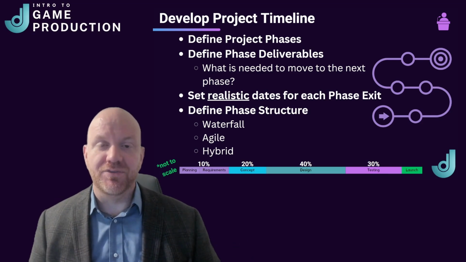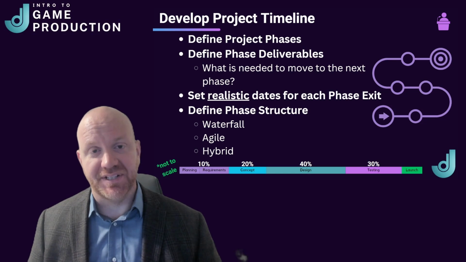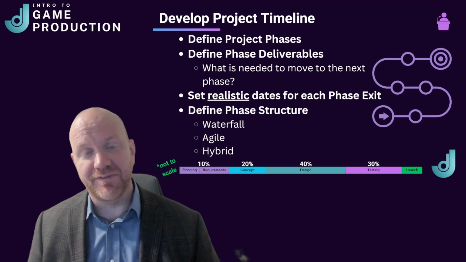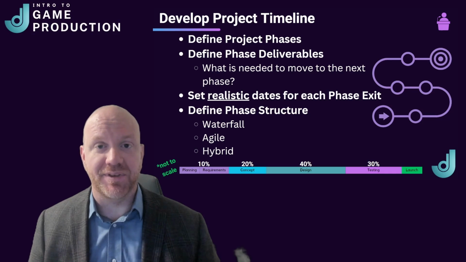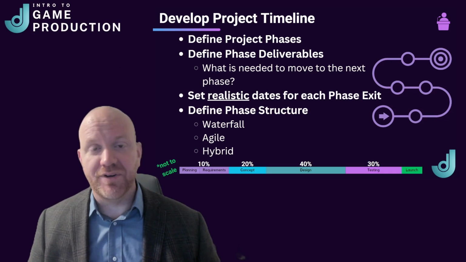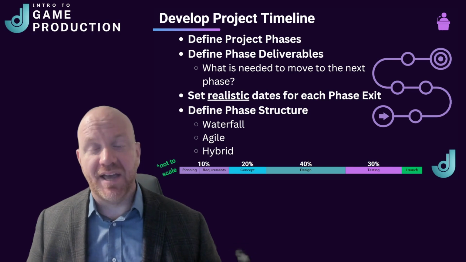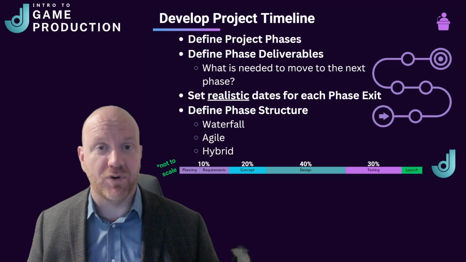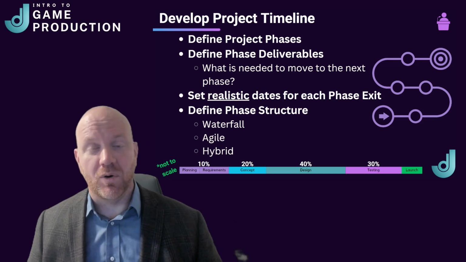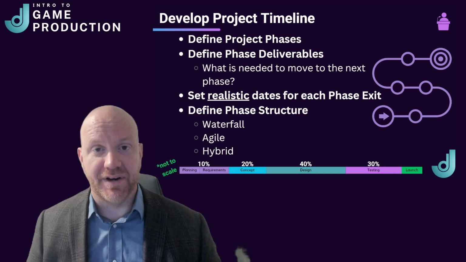So when you're working through developing the timeline for your game, you should set realistic dates for each phase exit review to ensure that you're able to meet the project timeline and stay within the budget. Now, there are a few different ways to break down how each of these phases should run. As the producer, it's up to you to determine which of these you should use. Some terms you may hear thrown around are waterfall or hybrid or various other methodologies that are used.